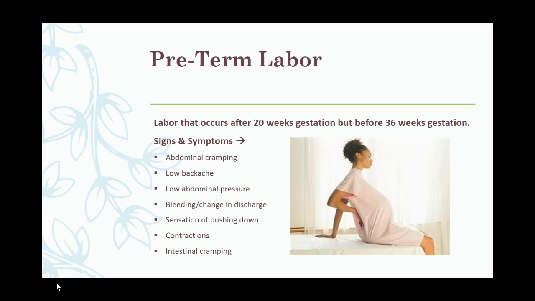Preterm labor is labor that occurs after 20 weeks gestation, but before 36 weeks gestation. Signs and symptoms of preterm labor are abdominal cramping, a low backache, low abdominal pressure, bleeding or a change in discharge, the sensation of pushing down or pressure in the perineum, contractions, and sometimes intestinal cramping.